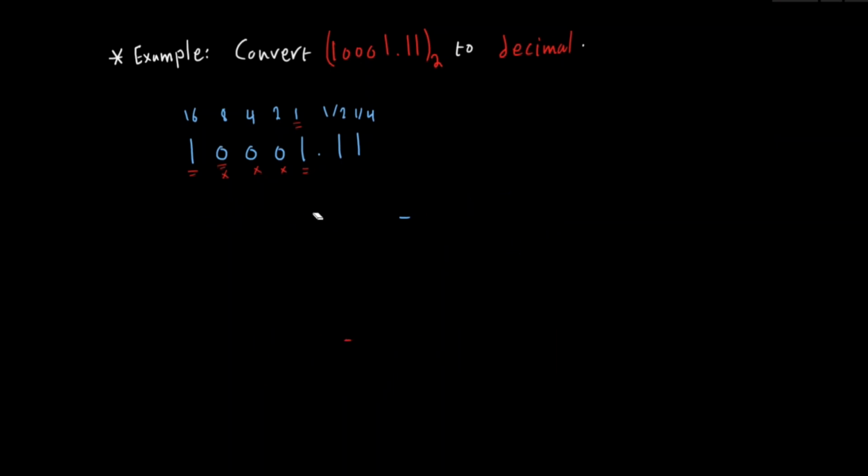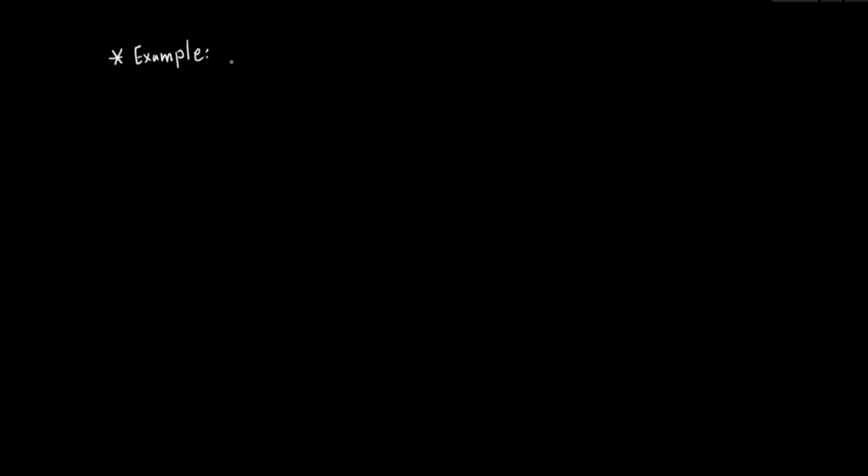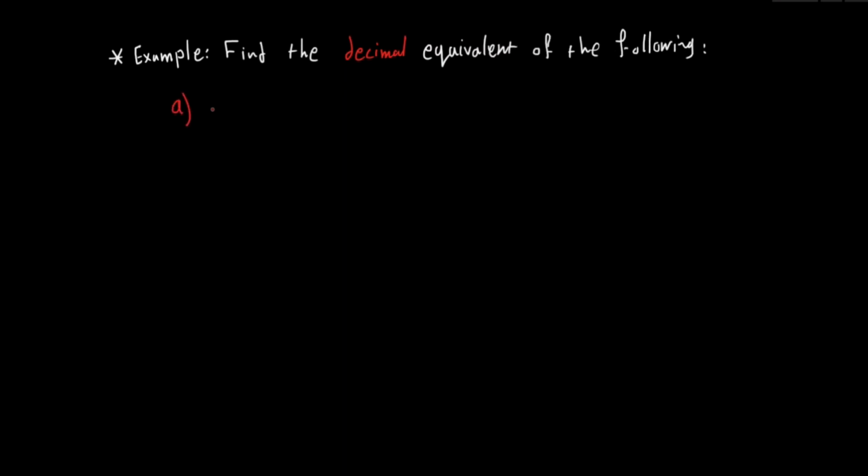Speaking of other number systems, let's take an example on converting numbers from the octal and the hexadecimal systems to the decimal system. Our example says, find the decimal equivalent of the following: A, 751 in octal, B, AD2 in hexadecimal. The same principles apply, so you can pause the video and try to solve it on your own.